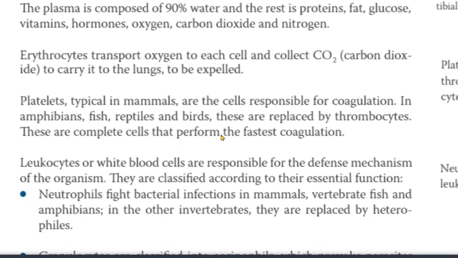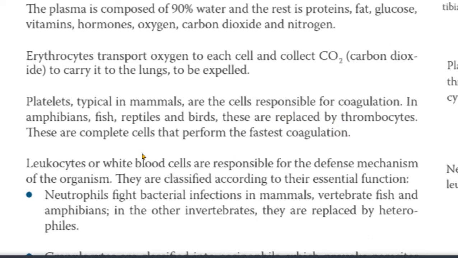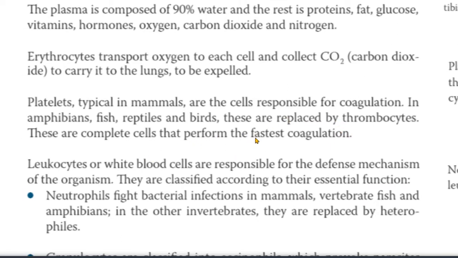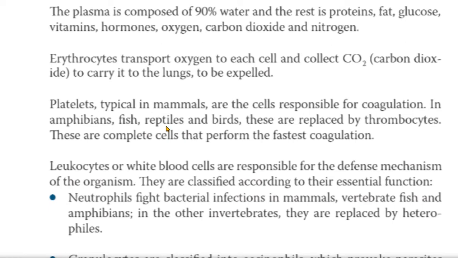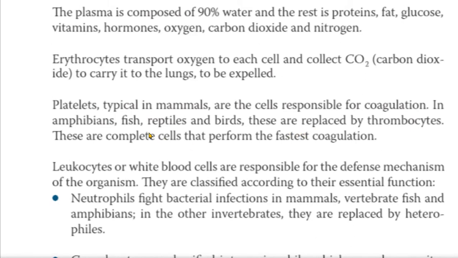The erythrocytes transport oxygen to each cell and collect CO2, carbon dioxide, to carry it to the lungs to be expelled. So, as I told you, the erythrocytes have a double function. One is to carry nutrients and oxygen in, but then taking out the carbon dioxide that is bad for our body. We have to take it outside immediately. That's one of the important works of the erythrocytes.